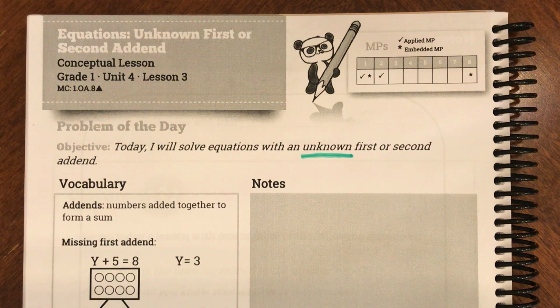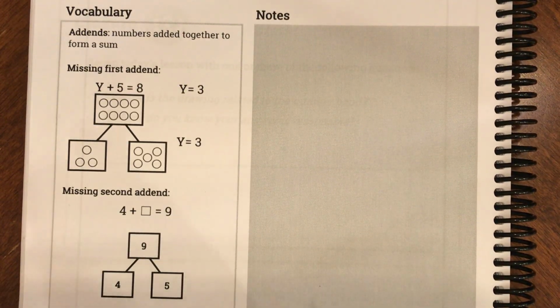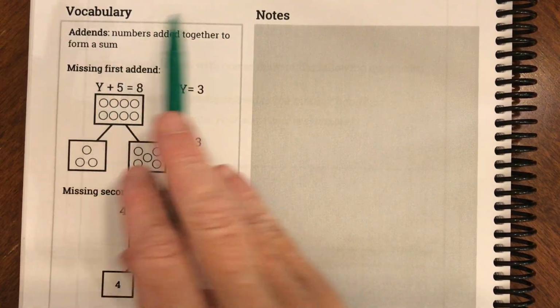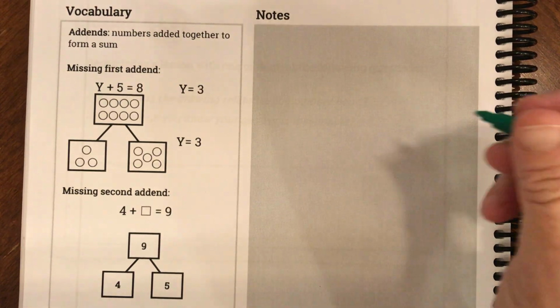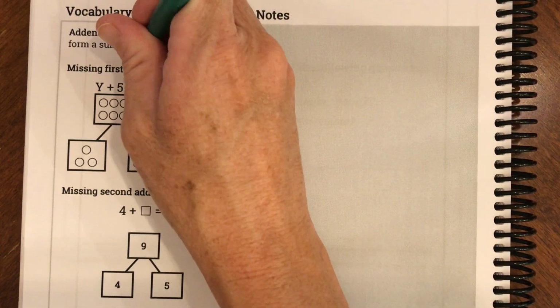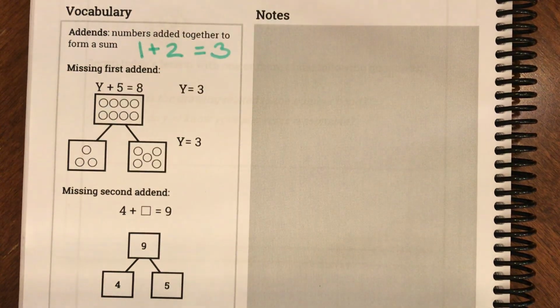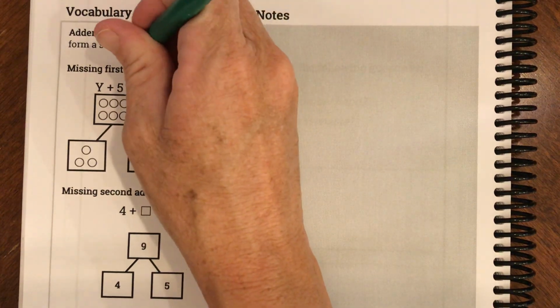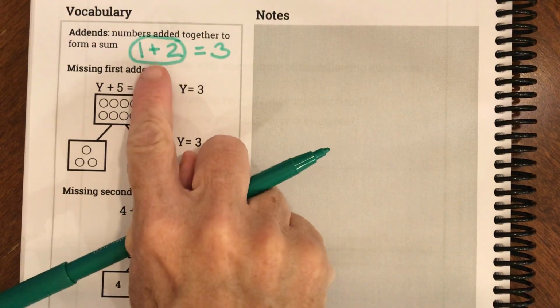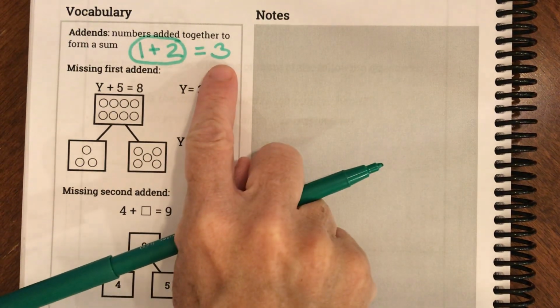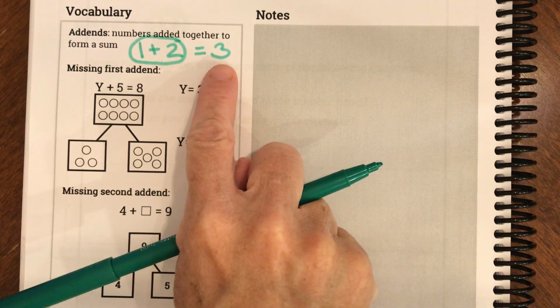So let's talk about our vocabulary. Our first vocabulary is reminding us what our addends are: numbers added together to form a sum. So if we have an addition problem, 1 plus 2 equals 3, our addends are the 1 and the 2. The numbers that we're adding together are called addends, and our answer is called our sum.